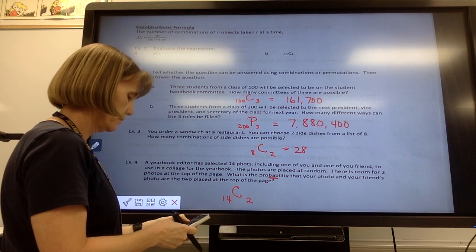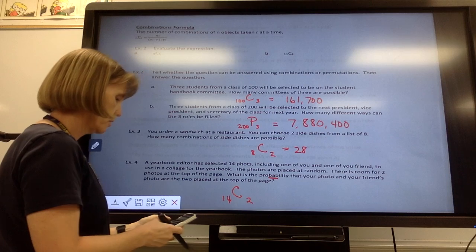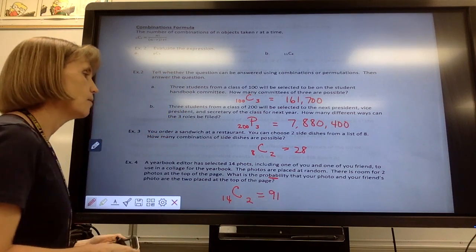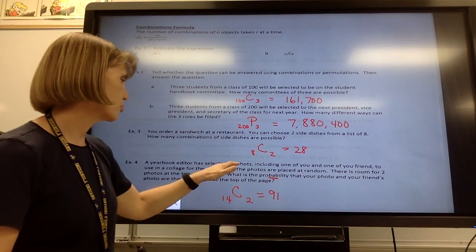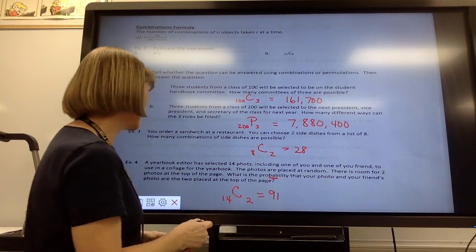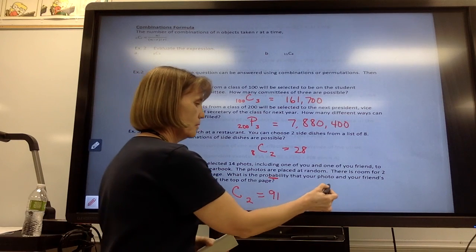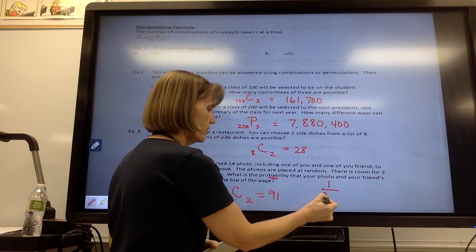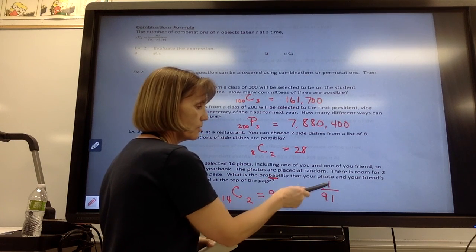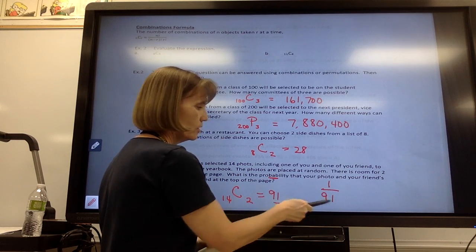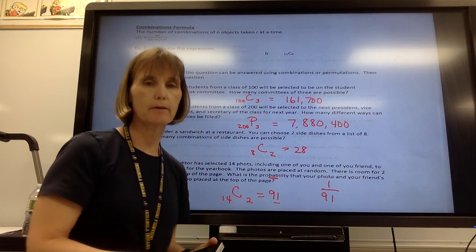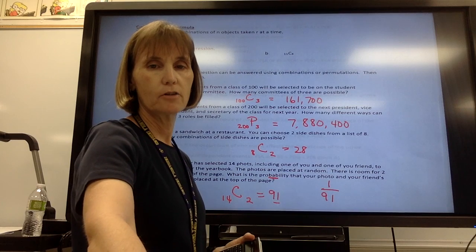So 14, combination 2. That means there are 91 different combinations that could be created from those 14 photos. And it says, what's the probability that your photo and your friend's photo are the ones? So I'm going to say the probability is 1 out of 91. There's one combination where it's me and my friend, and there are 91 different combinations. So I'm going to say 1 out of 91. That's my probability. Okay? Should give that worksheet a shot.